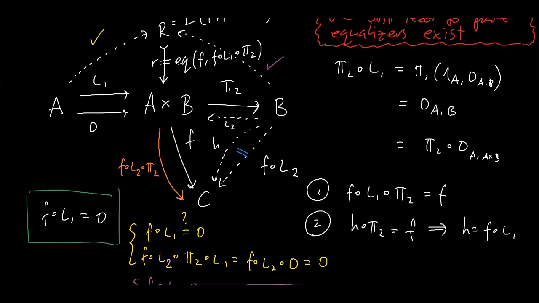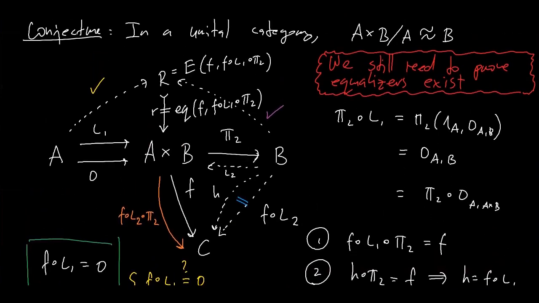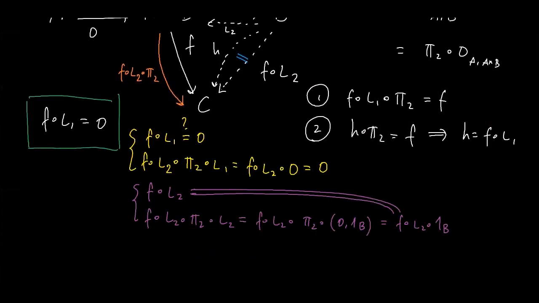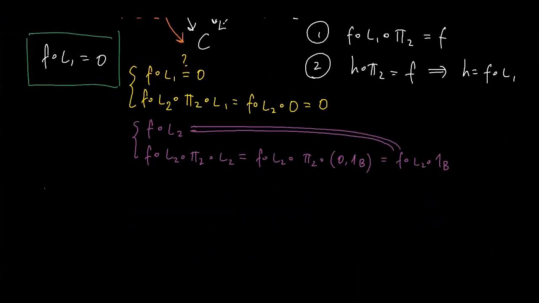So then R is a monomorphism because it's an equalizer. Every equalizer is a monomorphism. And then by the fact that the category is unital, R must be an isomorphism. So now we know that R is an isomorphism.